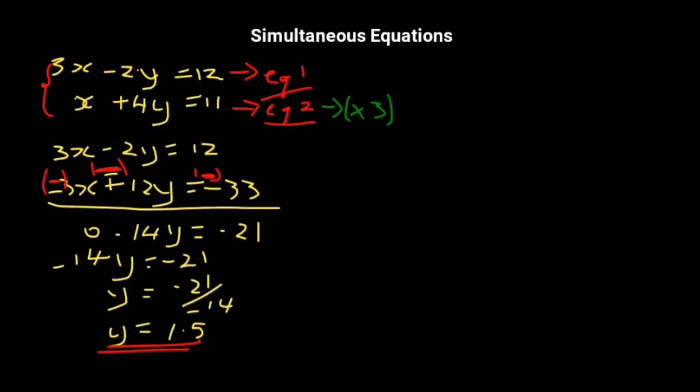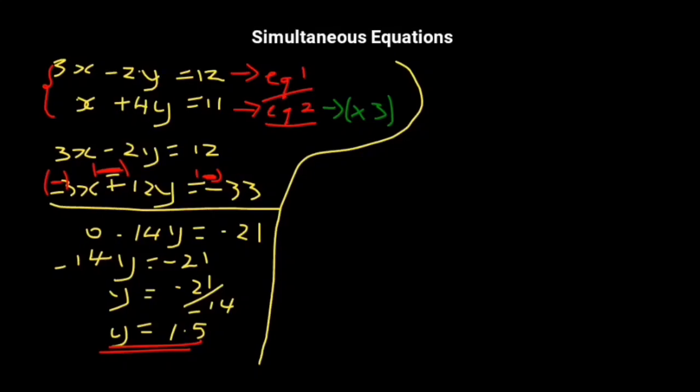So what we're going to do now is work this separately. Okay, so we can substitute the value of y to find x. Now we need to substitute our value of y in one of our original equations. So I've chosen equation number 1, which is 3x minus 2y is equal to 12. We're now going to substitute our y value, so wherever we see y, we're going to put 1.5.